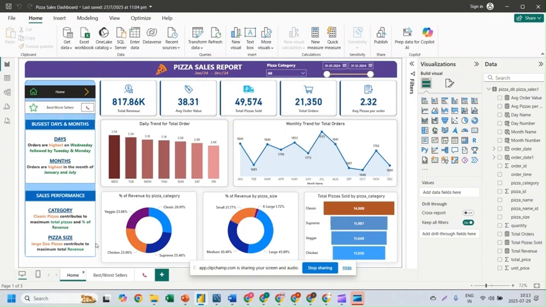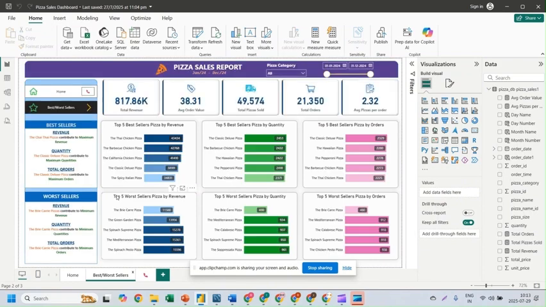On page 2, we identify the top 5 pizzas driving revenue, quantity and orders. The Thai chicken pizza and the classic deluxe pizza top in quantity, order count and revenue. We also highlight underperformers. You can see one pizza appears consistently in the lower performing list across all metrics. Such insight helps businesses fine-tune their menu, optimize inventory and boost profitability.